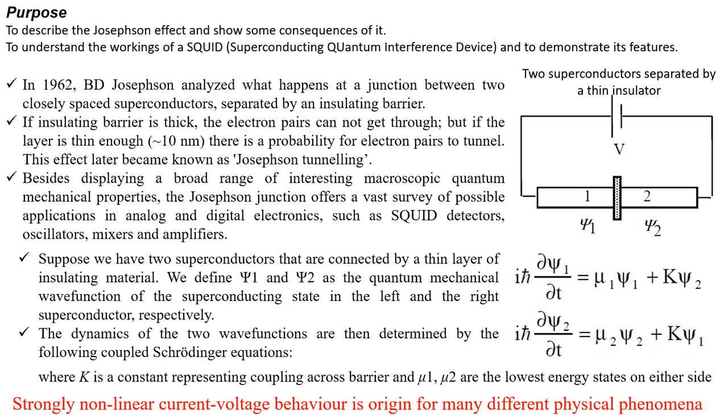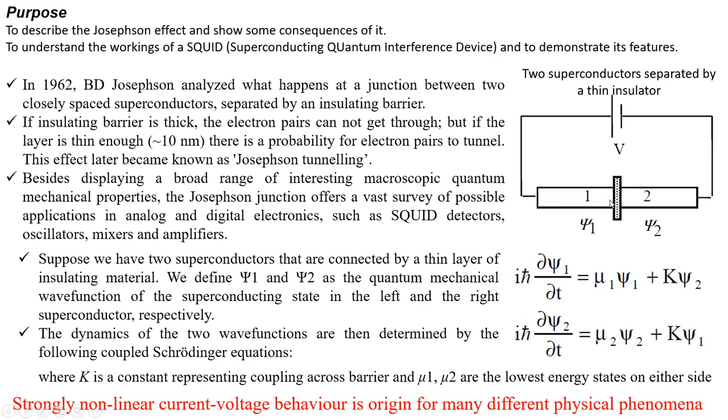How can they do that? On the right side a diagram has been shown. Similar to that, let us see how the description goes. Josephson analyzed what happens at a junction between two closely spaced superconductors. This is superconductor 1 and superconductor 2 with wave functions psi 1 and psi 2, which represent them from the quantum mechanical approach, separated by an insulating barrier of the order of about a nanometer. If you apply a potential, what will happen? You will see that these superconductors are separated by a thin insulator of this kind.